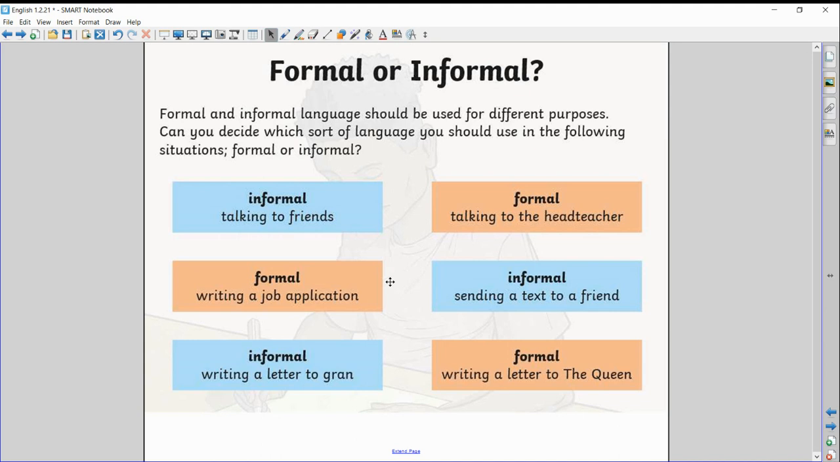Also, if you're writing an application for a job or you're trying to impress someone, you speak in the correct way. You wouldn't just say, giz a job, for example. I don't think that would have a very good impact on the person you're writing to. And imagine writing a letter to the Queen, somebody who's really important. You wouldn't write a letter to the Queen in the same way that you would write it to your own grandma.